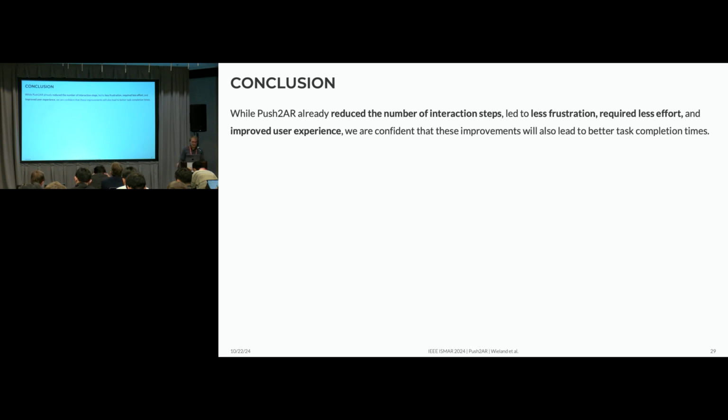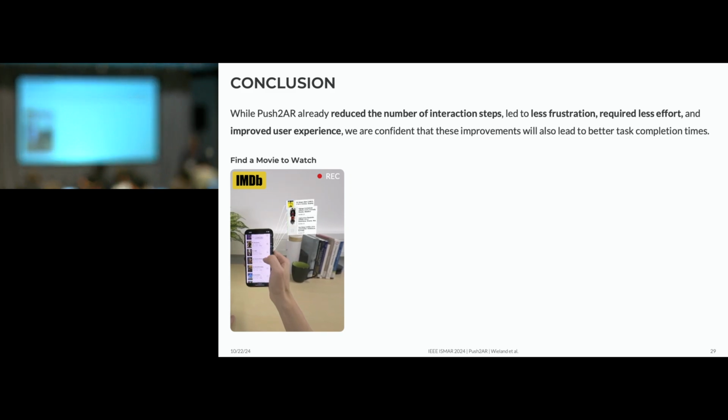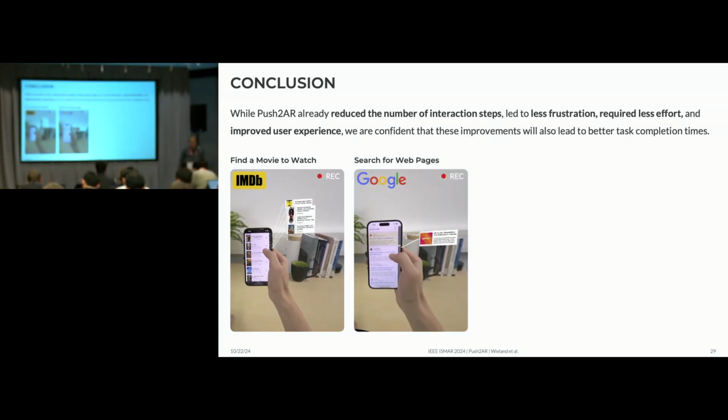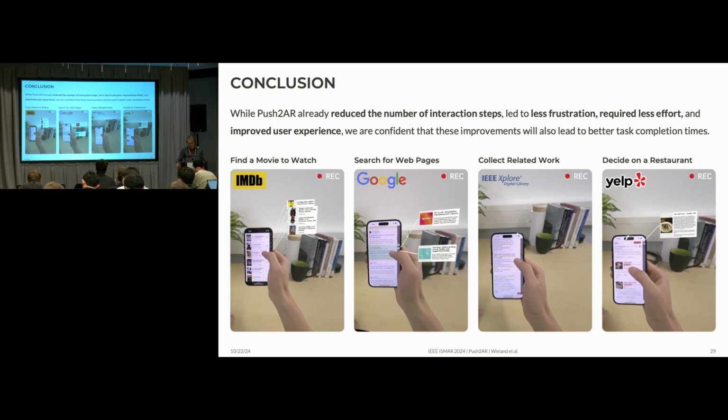And as push-to-AR is built as a browser extension, it works on almost any web page, giving users a lot of flexibility. So for example, you could use push-to-AR to find a movie to watch, search for interesting web pages, collect research papers, or also decide on a restaurant for dinner.